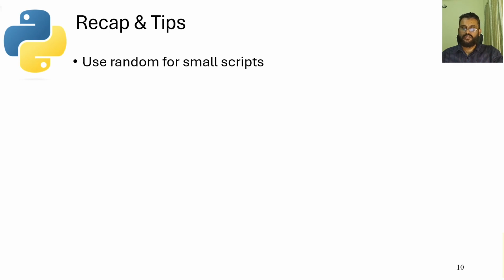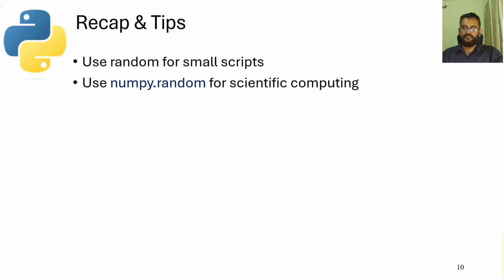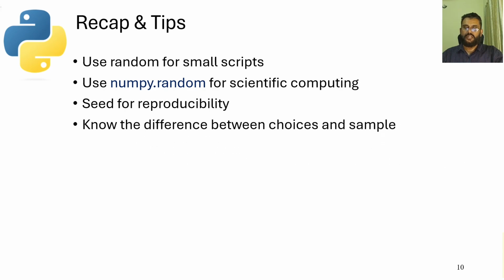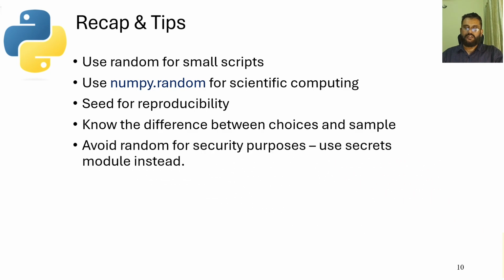So to summarize, we make use of the random module for small scripts, and if we have a large number of data elements, then we can make use of numpy.random, which is also used for scientific computing. We also need to make use of seeds sometimes for reproducibility, and we also need to know the difference between choices and sample. And we should avoid random for security purposes, and instead we should use the secrets module for enhancing the security in our applications.